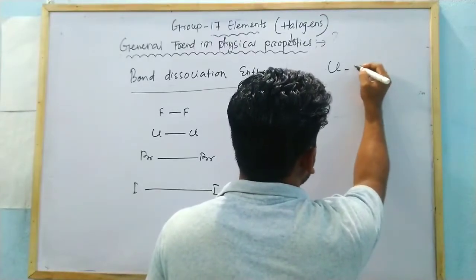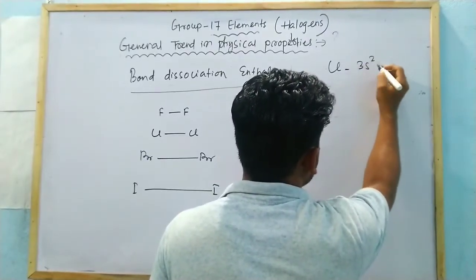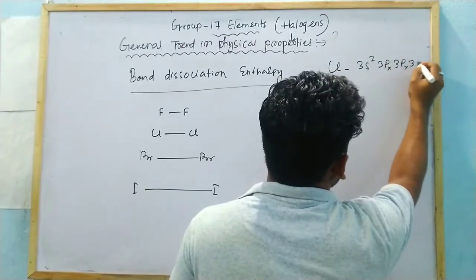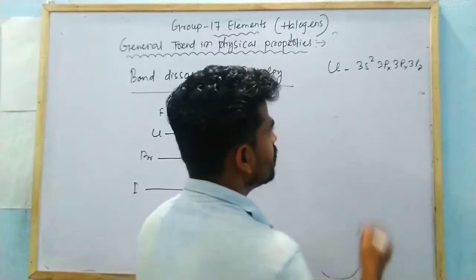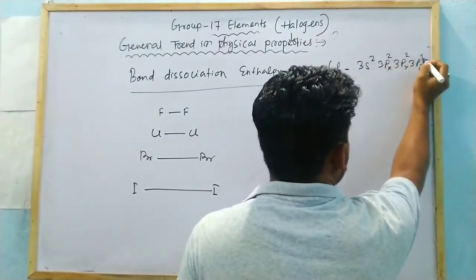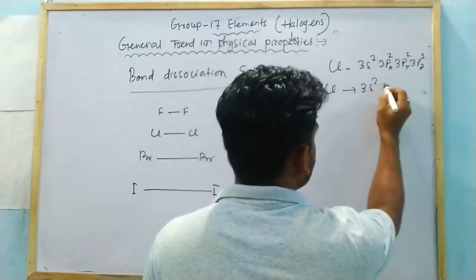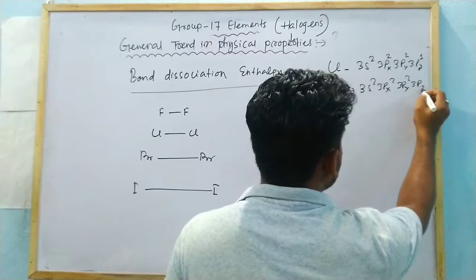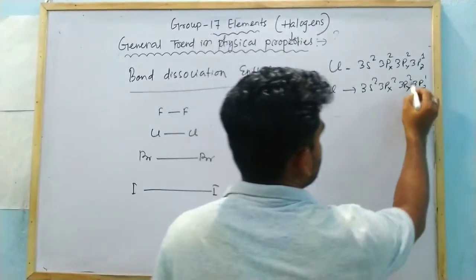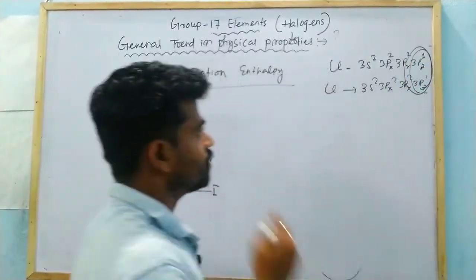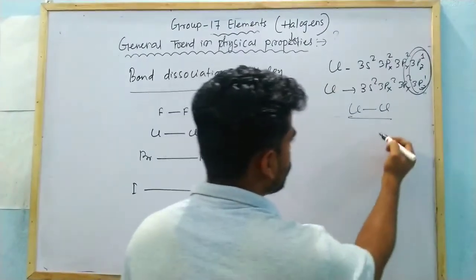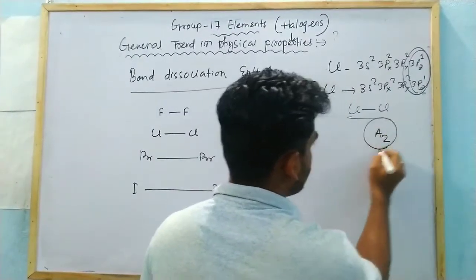be written with the valence shell configuration 3s2, 3px2, 3py2, 3pz1. Another chlorine having the same configuration, 3s2, 3px2, 3py2, 3pz1. So these overlap each other to form a covalent bond. Therefore all halogens exist in the form of diatomic molecules, X2 type molecules.